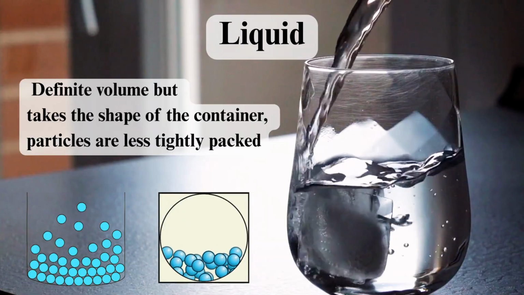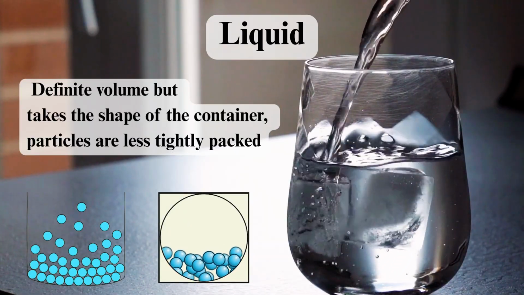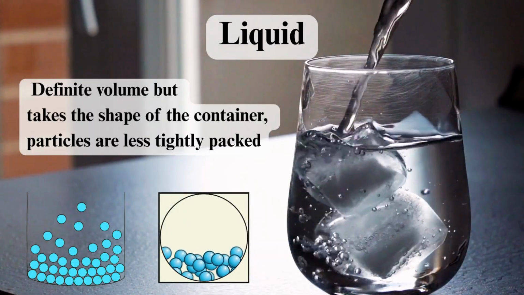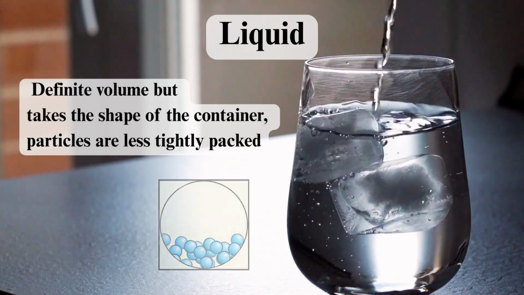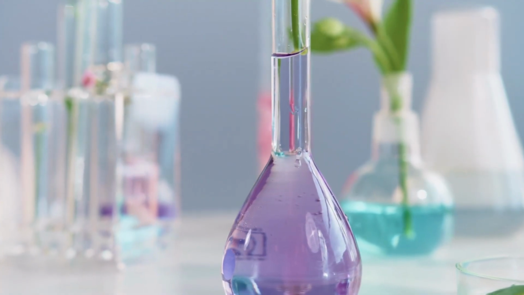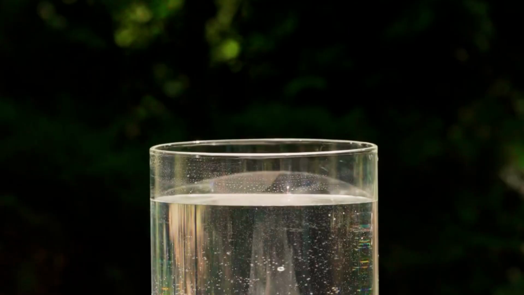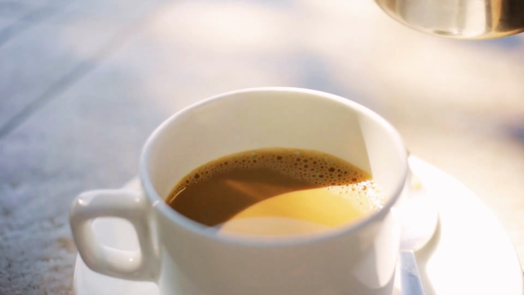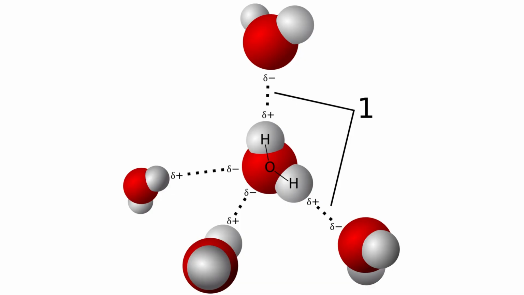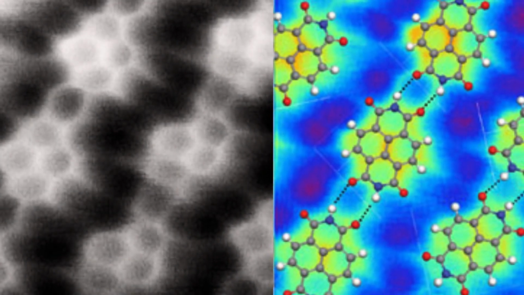Next, we move from solids to liquids. Liquids have particles that are closely packed but can move past one another. This allows liquids to flow and take the shape of their container while retaining a fixed volume. Water in a glass and coffee in a cup are all examples. The movement of particles gives liquids fluidity, while intermolecular forces prevent them from expanding like gases.